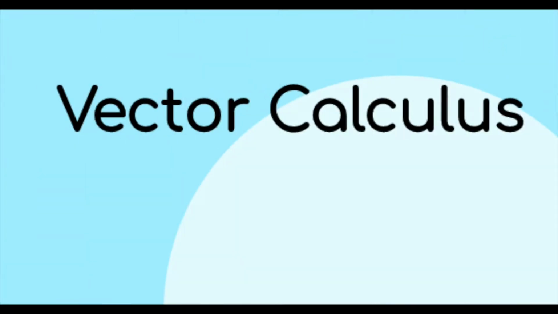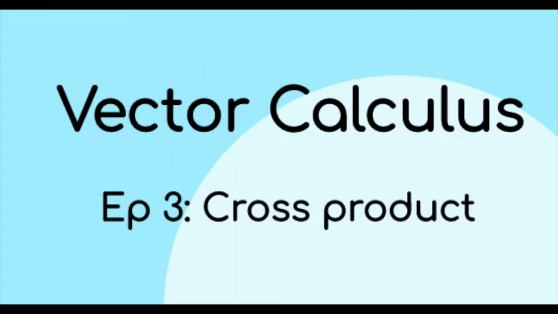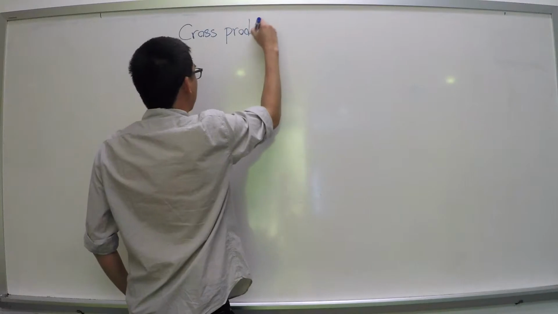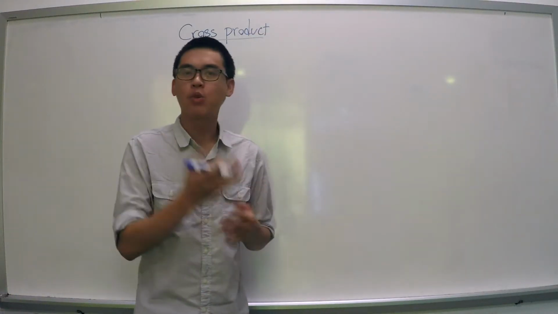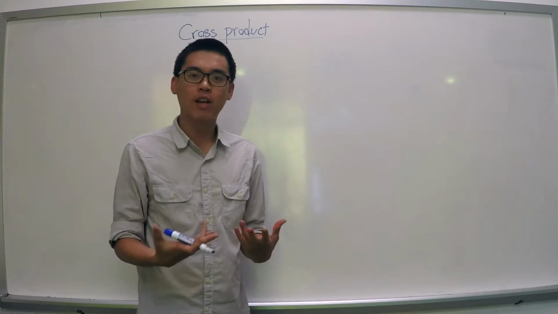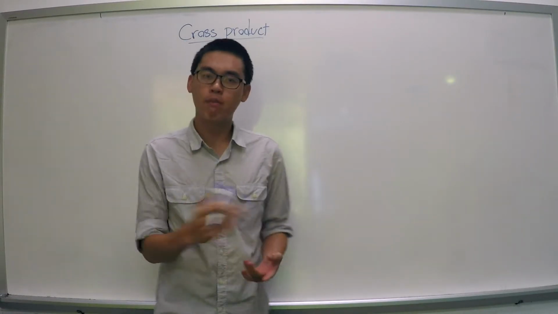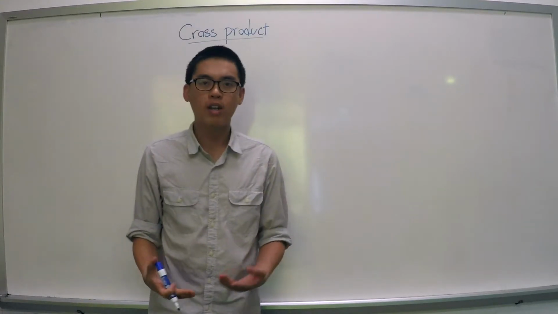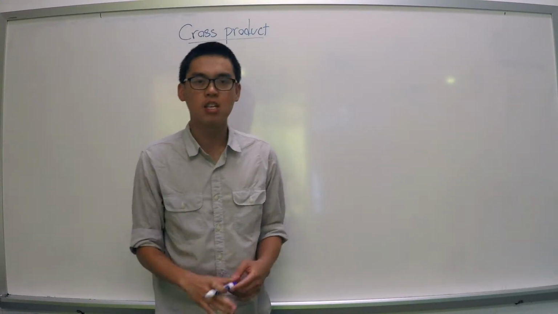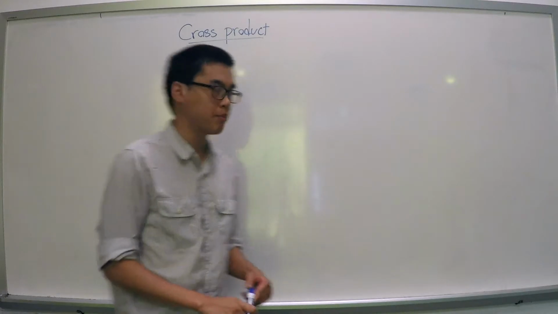Today we're going to go over cross product. Cross product can be thought of as a companion of dot product. You dot two vectors, you get a scalar. Now you cross two vectors, you actually get a vector. But before we learn how to do cross product, it's important to know what a determinant is, because it's the easiest way to compute a cross product.